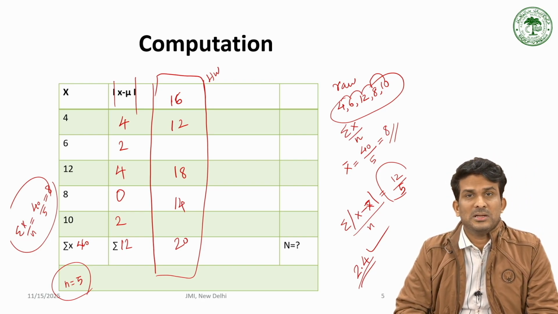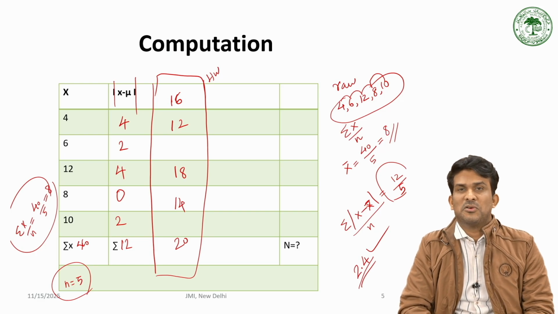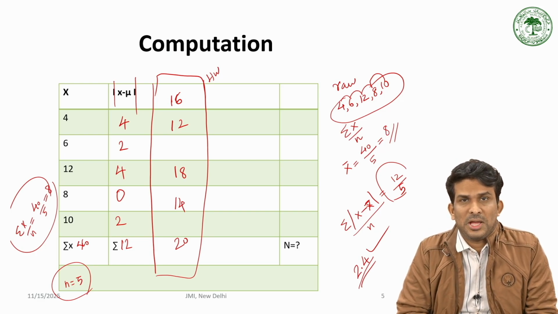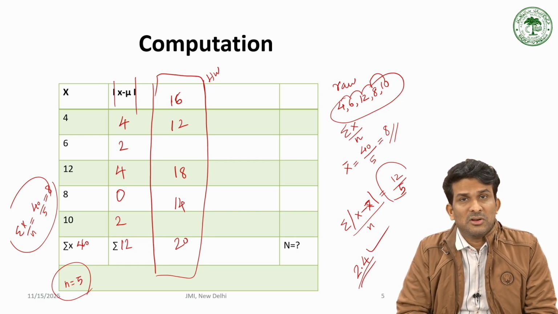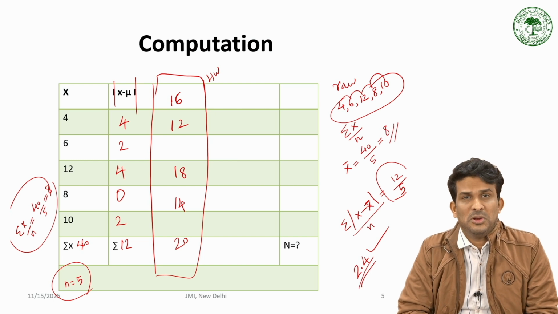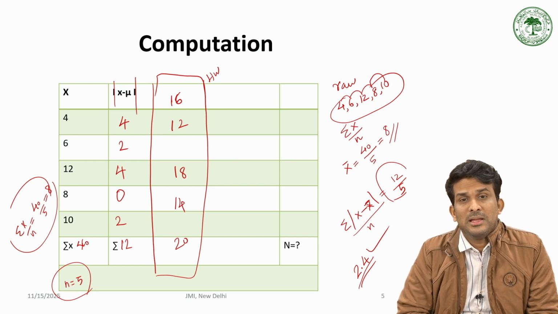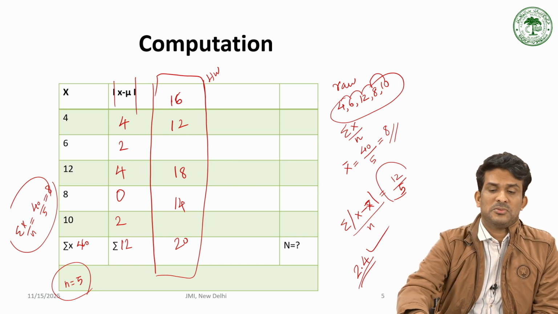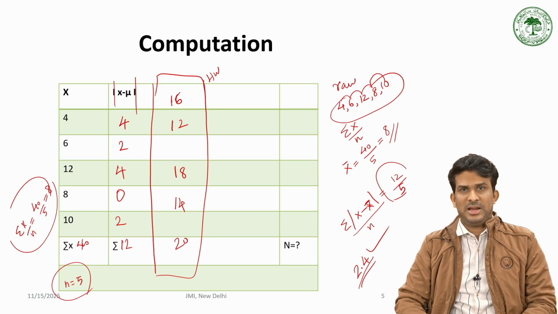What will be the value for you? First go for arithmetic mean, then go for x minus x bar modulus, then go for the total of x minus x bar modulus divided by 5. That is total number of observations. We have 5, right? Got it?